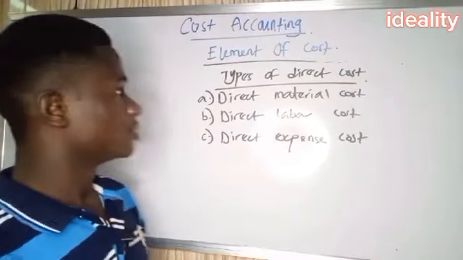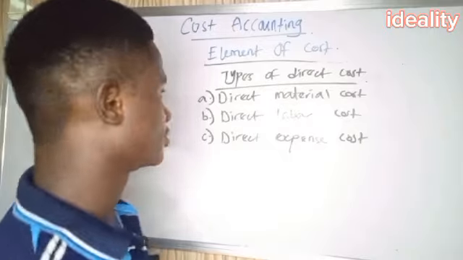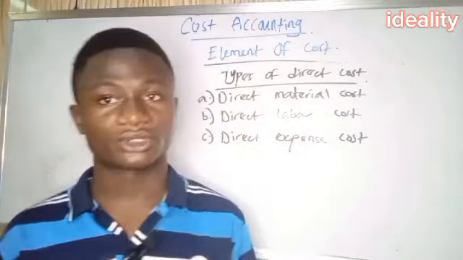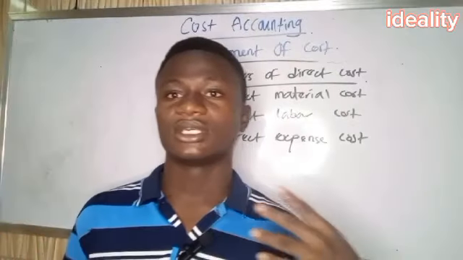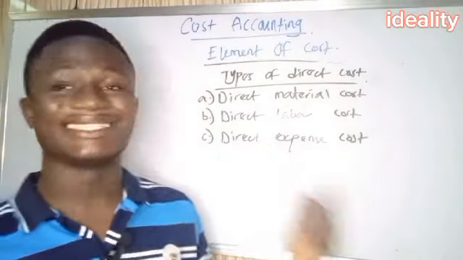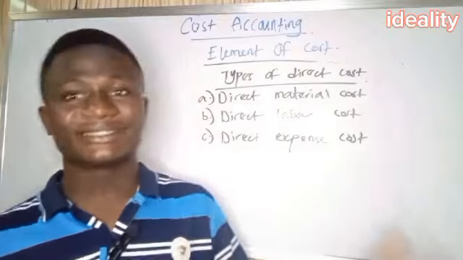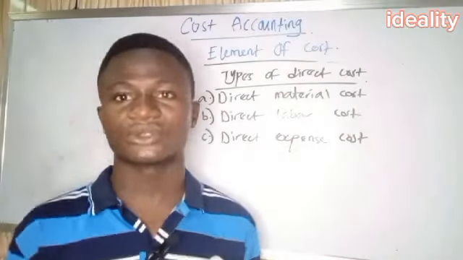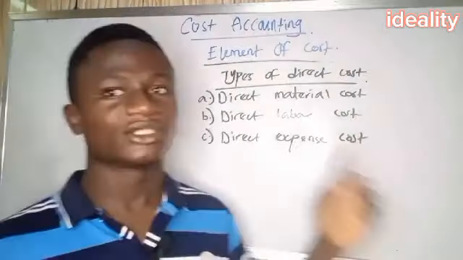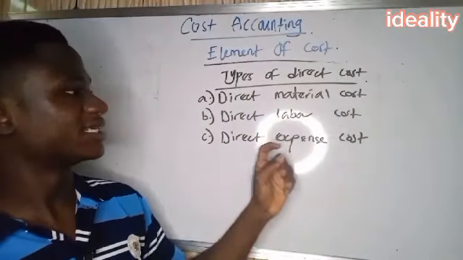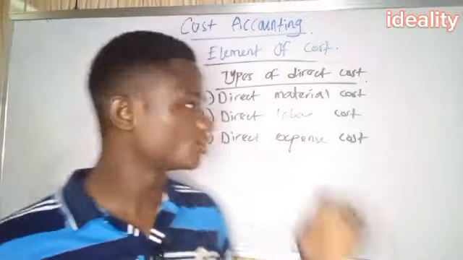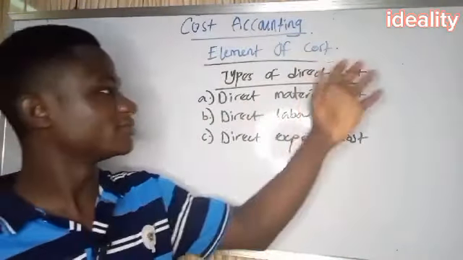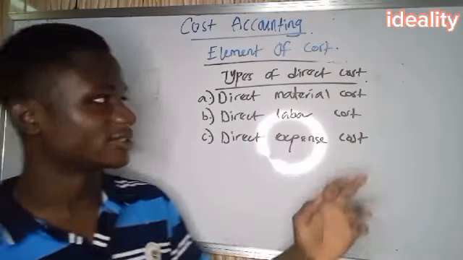So now we have types of direct costs. Don't forget that I told you guys that there are three elements of costs, which are material costs, labor costs, and expense costs. Now there are three types of direct costs. It is also the three classifications of costs, but you just put direct. So you can see material costs, labor costs, and expense costs are what make up costs. So just put direct for direct cost. So types of direct costs, we have direct material costs, direct labor costs, and direct expense costs.